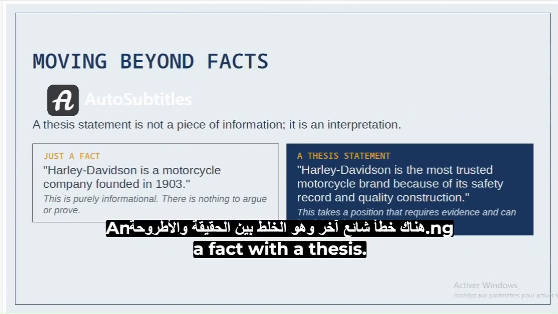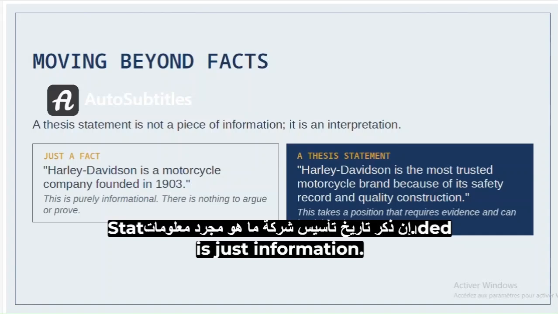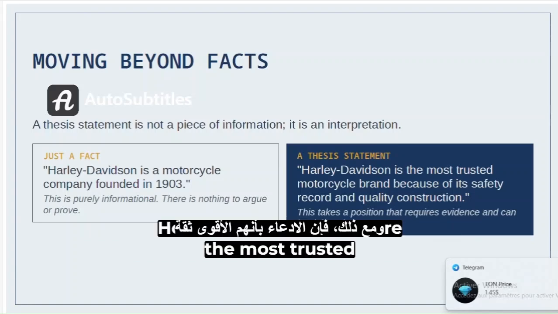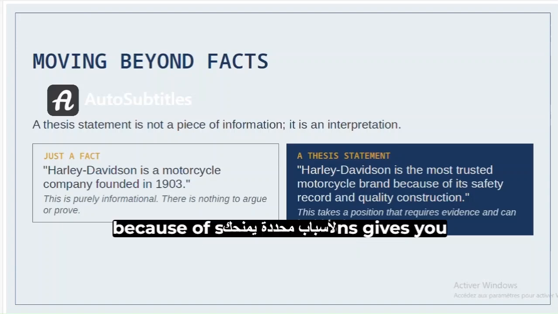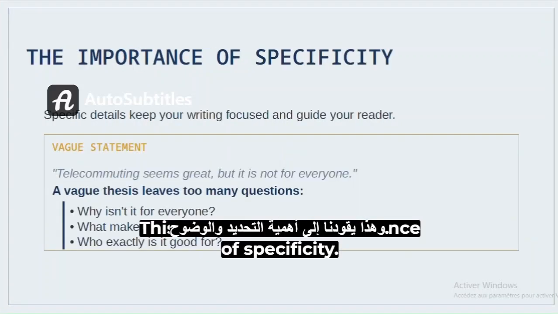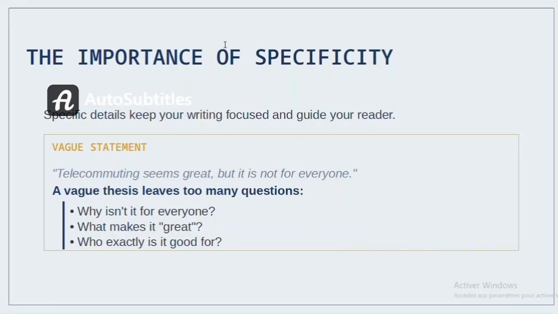Another common mistake is confusing a fact with a thesis. Stating when a company was founded is just information. Your reader has no reason to keep reading because there's nothing to prove. However, claiming they are the most trusted because of specific reasons gives you a clear path to follow in your body paragraphs. This leads us to the importance of specificity.